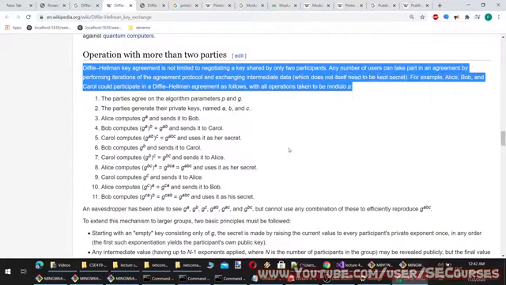Diffie-Hellman key agreement is not limited to negotiating a key shared by only two participants. Any number of users can take part in an agreement by performing iterations of the agreement protocol and exchanging intermediate data, which does not itself need to be kept secret. For example, Alice, Bob, and Carol could participate in a Diffie-Hellman agreement as follows, with all operations taken to be modulo P.